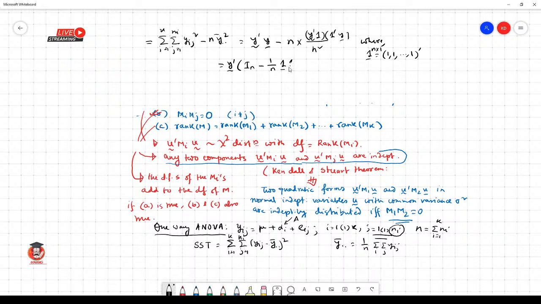So I think it is better to write 1 suffix n. This means a vector with all elements 1 of order n cross 1. We can easily check that this is an idempotent matrix. I denote this by M. This is the idempotent matrix.